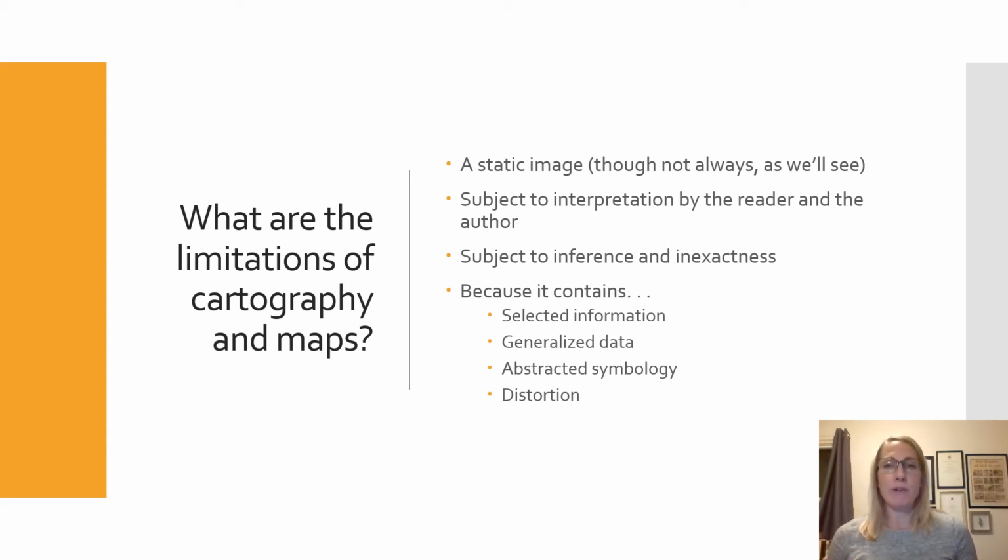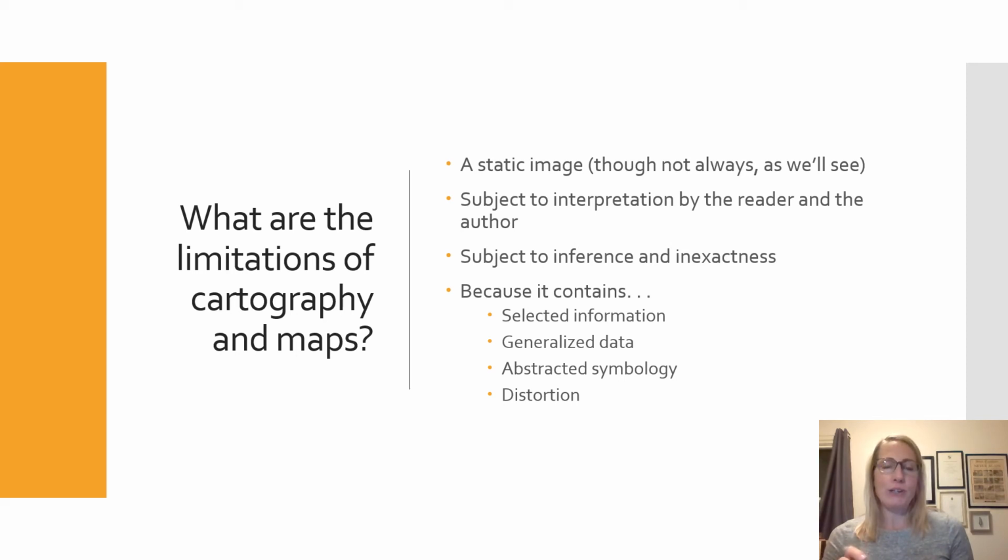Similarly, they're subject to inference and inexactness because maps can't actually show every single thing that is going on in a physical location. This is because a map contains selected information, generalized data, abstracted symbology, and distortion. These are four very important ideas we'll cover in the coming weeks. But it's just to say that the truth of maps is that there's always something missing.